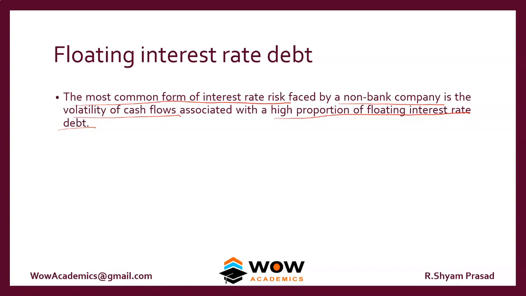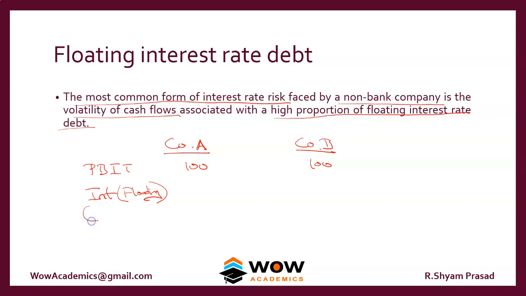Again, we'll take two companies, company A and company B. Both companies have a profit before interest and tax of 100 and 100. Company A has issued a floating rate interest, that is, the floating rate usually keeps changing from year to year. They have issued a 100 rupee bond, and they are going to pay something like 10% out of it. So 10 rupees is the interest here, and the profit before tax works out to around 90.